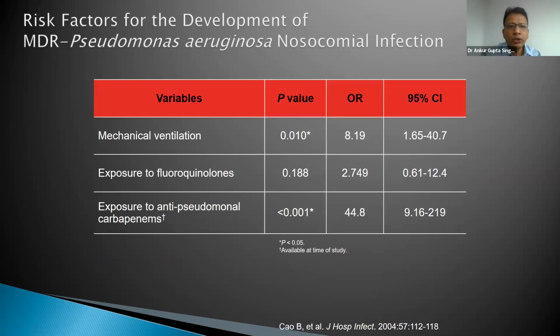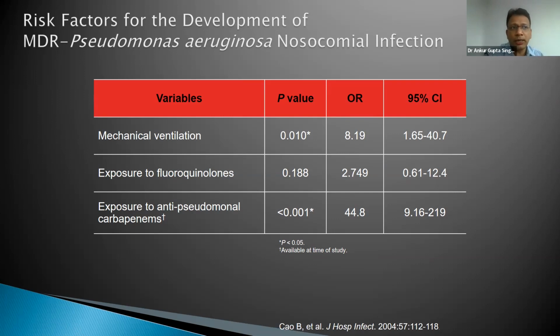Okay, look at Pseudomonas. Any patient who has had some invasive procedure, mechanical ventilation, any surgery, urinary catheterization, is at risk of Pseudomonas. Remember, Pseudomonas is a nosocomial pathogen. It's a non-fermenter. It's very rare to get a Pseudomonas from the community. Usually these patients have a history of invasive procedures or too much exposure to broad spectrum antibiotics, mainly fluoroquinolones and carbapenems. These two are very big risk factors for getting a resistant Pseudomonas infection.